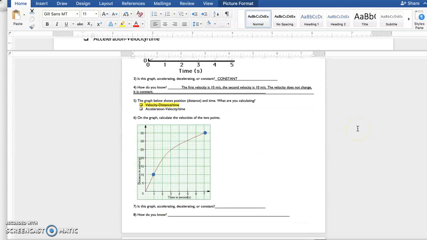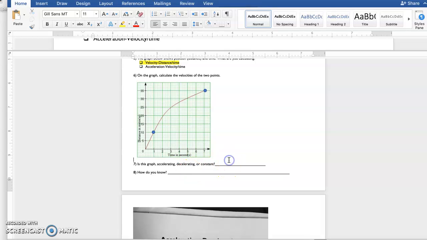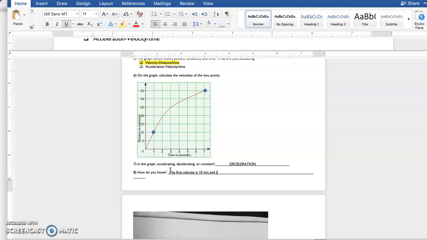So sorry, I'm moving my thing up here. This is deceleration. How do you know? The first velocity is 10 meters per second, and the second velocity is 5 meters per second. The velocities decrease. This means it goes down. So it is deceleration.